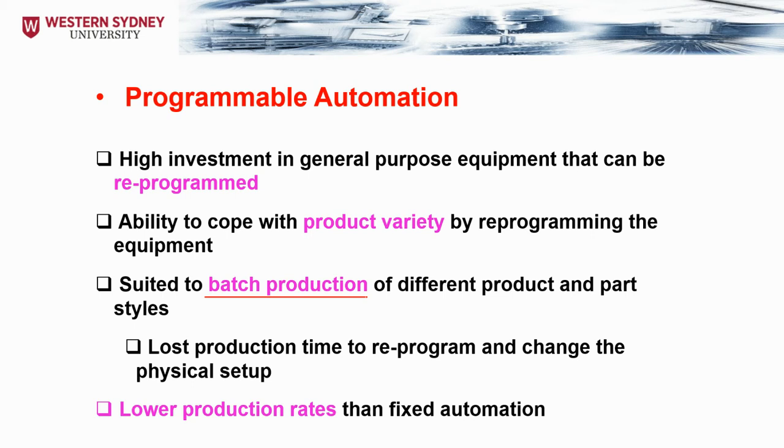The loss of production time is going to be for the reprogramming and the change of the physical setup for the manufacturing process. Usually, because we are going to have some loss in production time, we are going to have lower production rates than the fixed automation system. Now, just remember that the previous one was just manufacturing the same part multiple times, and thus we're not going to have any loss in production time.